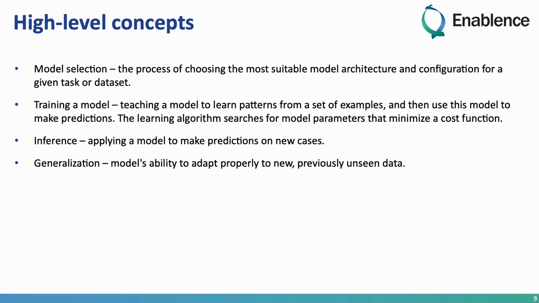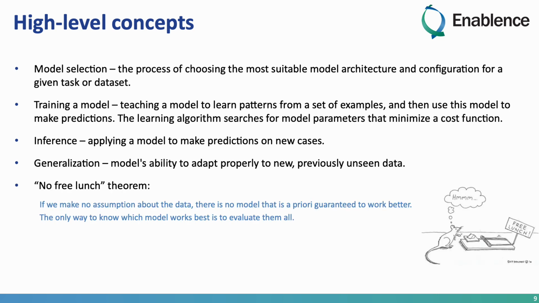So when we train a machine learning model, we don't just want it to learn to model the training data. That's a prerequisite, but that's not the goal. The goal is for it to generalize to data it hasn't seen before. However, the ability of a model to generalize well to unseen data is not guaranteed, and that brings us to the no free lunch theorem, which states if we make no assumption about the data, there is no model that is a priori guaranteed to work better. The only way to know which model works best is to evaluate them all.